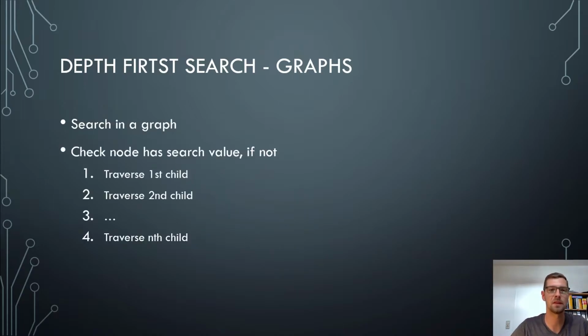So what we are basically doing is we check if our current node has the search value. If not, then we traverse the first child, then traverse the second child, and so on. Alright, let's implement that in Python.